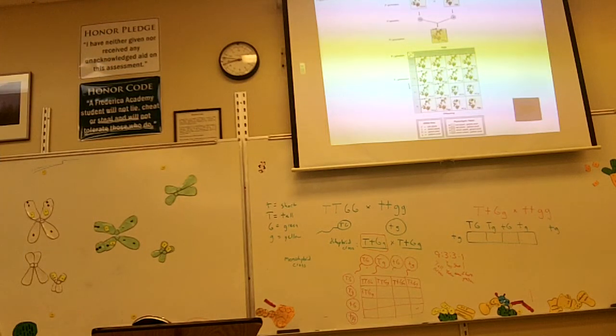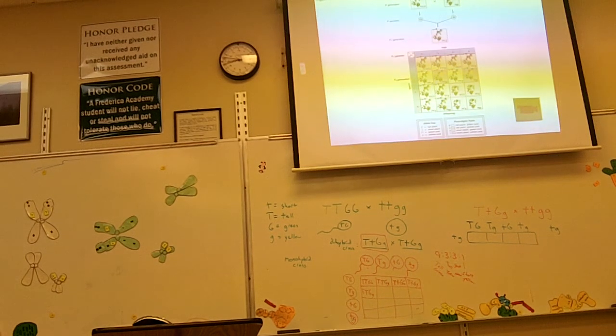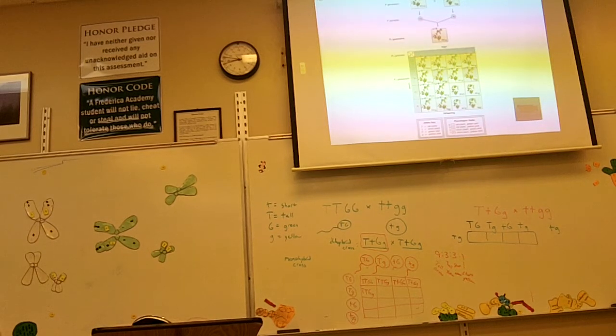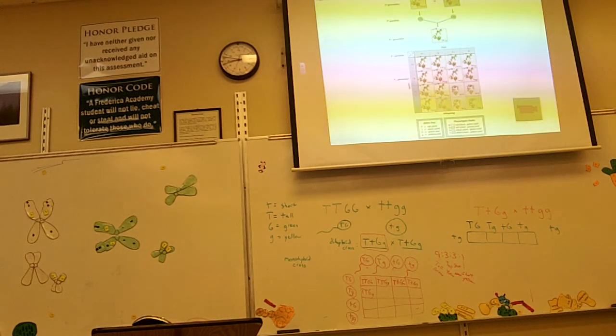I'm going to come around and see if you're doing it right. You combine the T's together and you combine the G's together. And then write down what the ratio is. Each individual gets 2 of each letter. And it's just 1 to 1 to 1 to 1.